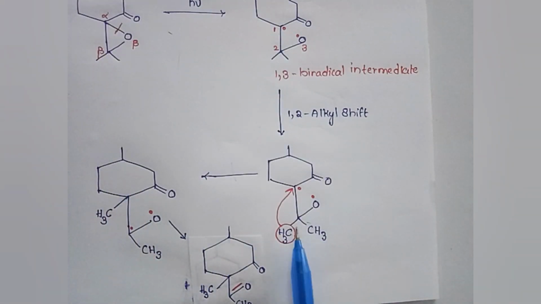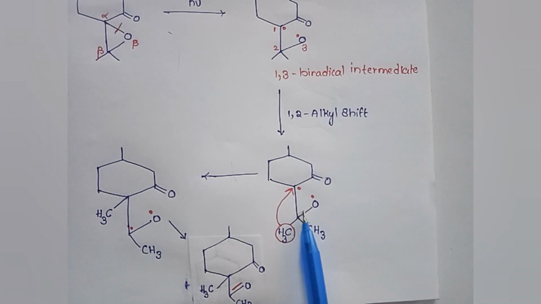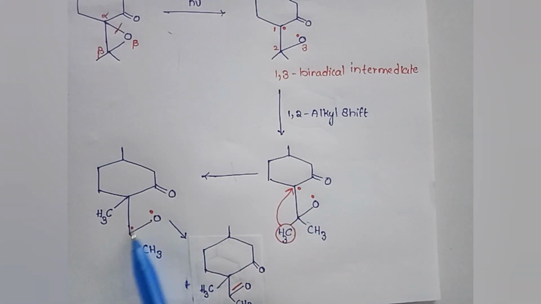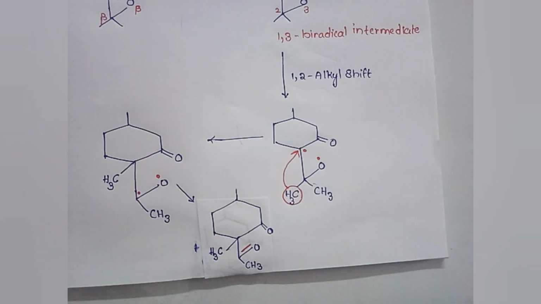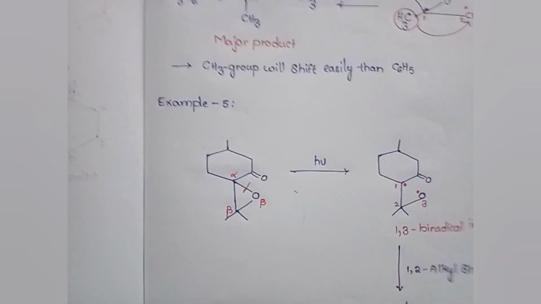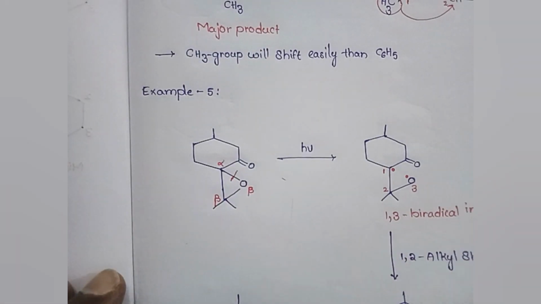This alkyl group will shift to this carbon atom, as a result of which we get a new radical here. This new radical and this radical on the oxygen atom will form a double bond, as a result of which we get O double bond. See, O double bond. This is the product. This is the beta cleavage reaction.